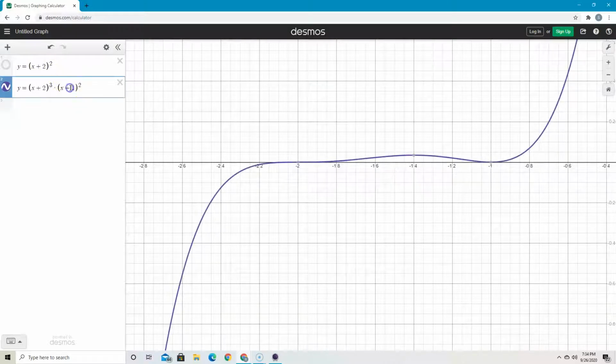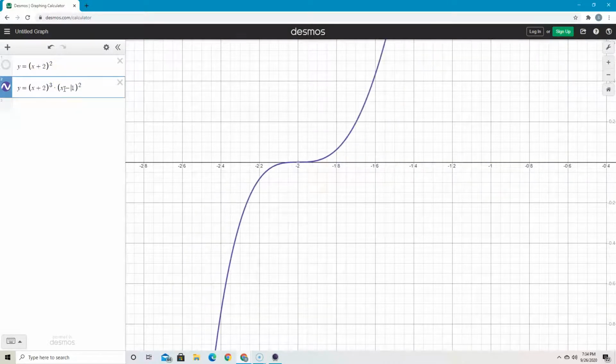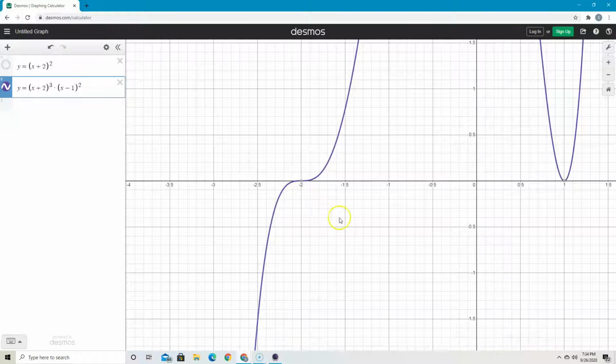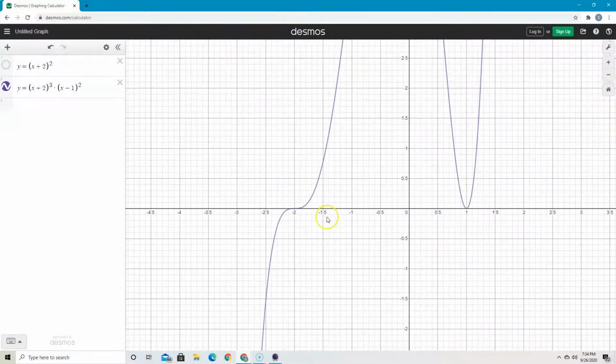How about I make this a minus 1? Yeah, we got to be careful. We might miss part of the graph, huh?